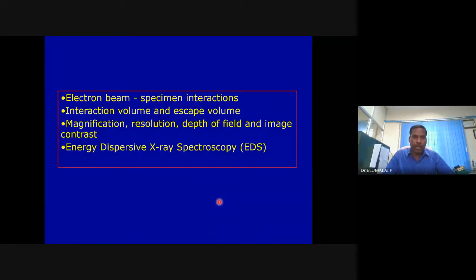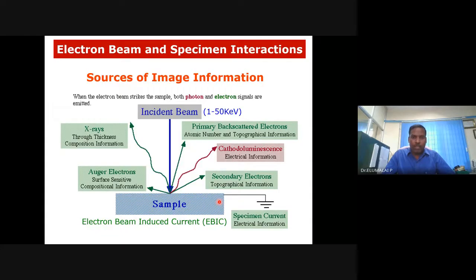Yes, I will come to that. These are the phenomena taking place whenever an electron beam is allowed to interact with the sample. A similar image or information you would have seen when an X-ray is allowed to interact with the sample. That is different; this is different. In X-ray diffraction it was X-rays, but here it is electrons.